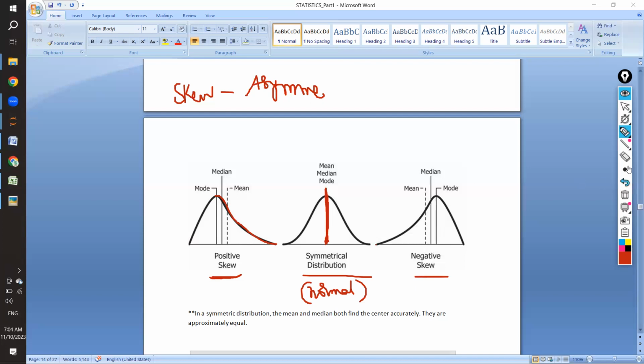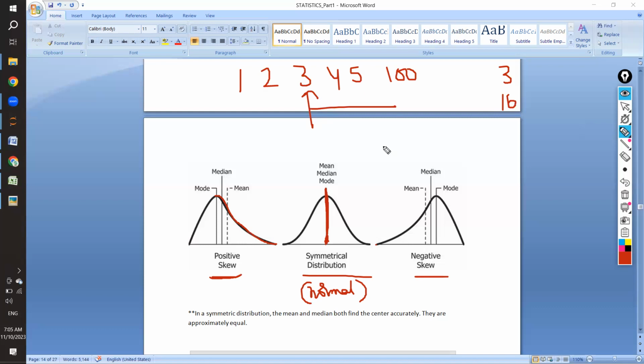Here one very important and funny thing is happening. Yesterday, if you remember, guys: 1, 2, 3, 4, 5. Mean is 3. If I add 100, what is the mean? 16. That means the mean is jumping from here to here, like a Tom and Jerry. If I add minus 100, the mean will jump here. Agree?